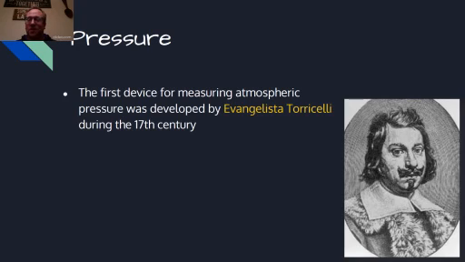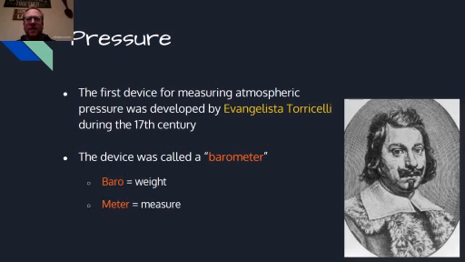Two years after Galileo died, Torricelli, following a suggestion from Galileo, invented this device that he used to measure atmospheric pressure, which he named a barometer. Baro meaning weight, meter meaning measure, so what he's measuring is the weight of the air, right? Measuring the weight of the air particles.